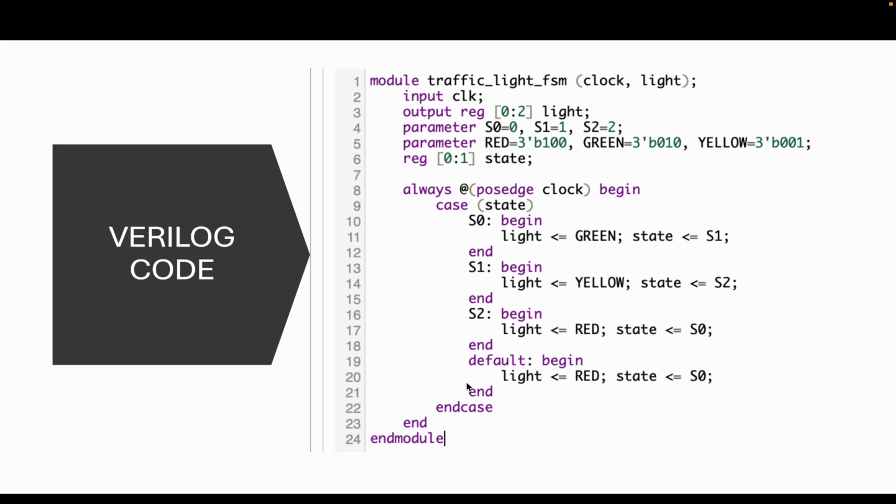And I have to give one small default condition. In the default condition, I'll keep the lights always red and the state will be S0. I'm ending the default case, then end case, then end, and end module.